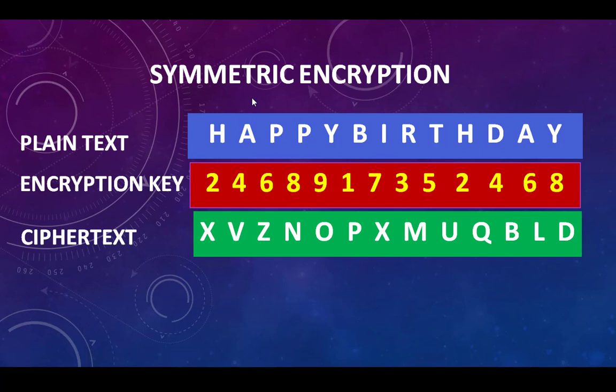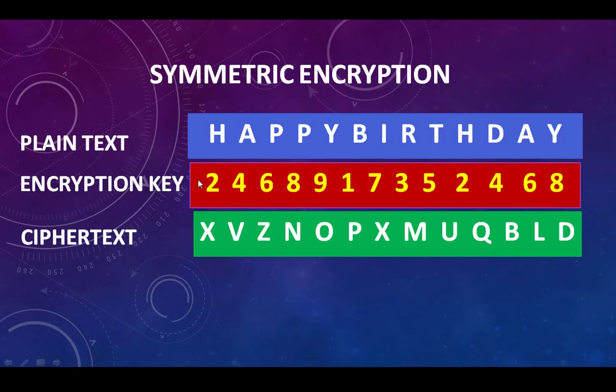So the plain text will be converted with the help of the encryption key into the ciphertext. You can see that H is converted into X, A is converted into V, P is converted into Z, and so on. Every letter has its own replacement letter or alphabet. All of the characters are converted with the help of the encryption key.